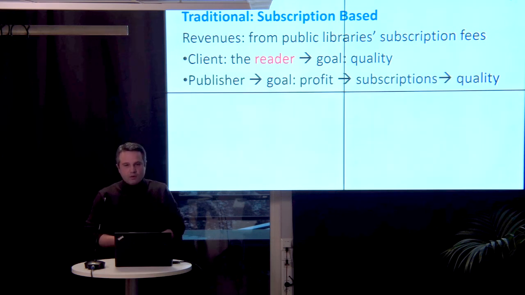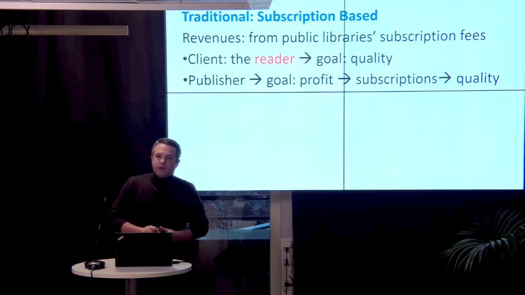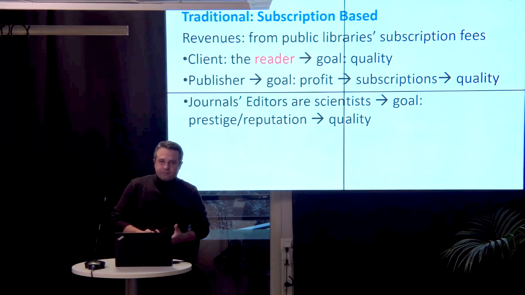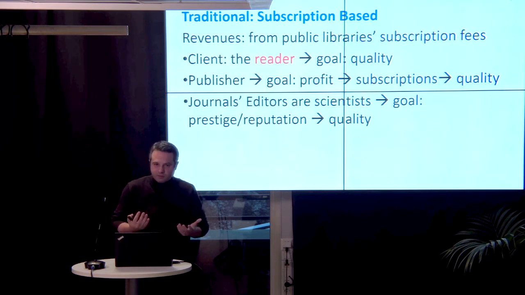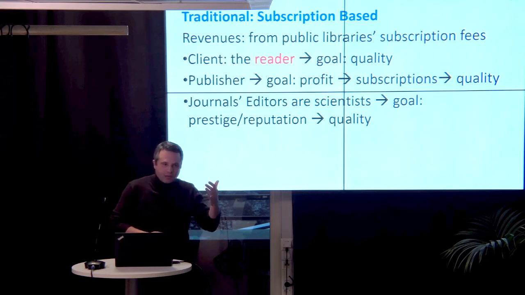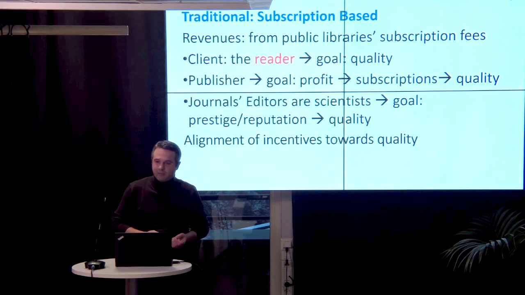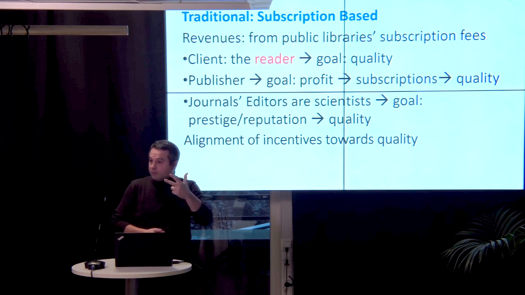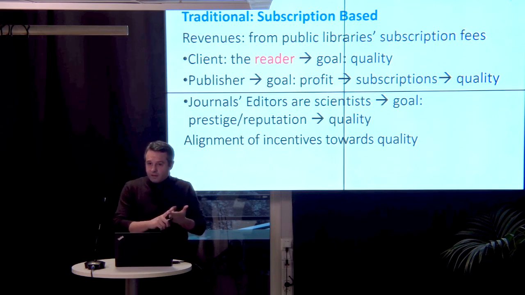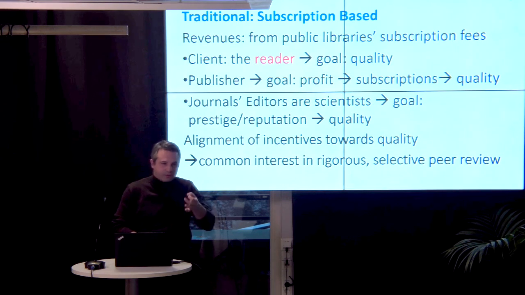The publisher's goal is, of course, profit. We are analyzing for-profit publishers, and they can get profit with more subscriptions, higher fees and so on. And you can get this by pursuing quality in the material that you publish. The key role in managing the journal is the editor, who is typically a scientist. What is important for scientists is prestige and reputation, and they can achieve this by publishing high quality content. So in this system we have, in principle, an alignment of the incentives and motivation of the three main actors, client, editor, and publisher, toward quality. They have a common interest in a rigorous, selective peer review process.